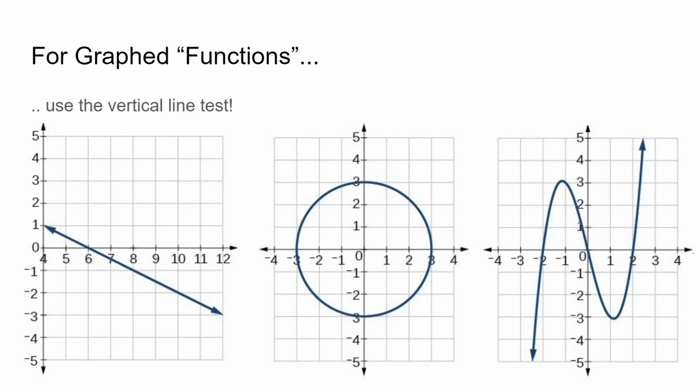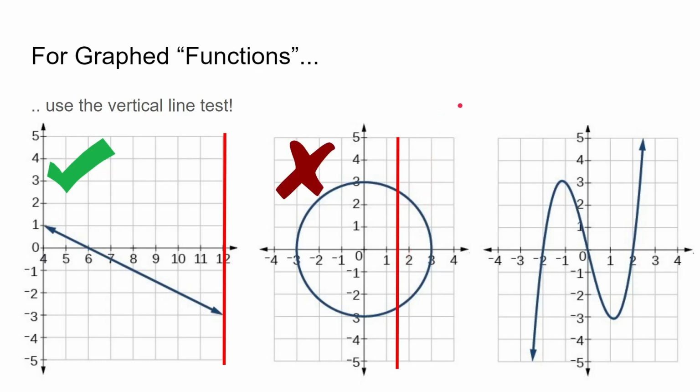So let's take a look at the first example. As you can see, when the line was running through the graph, there's only one point touching this line at all times. So this means it is a function. Let's take a look at the next one. As you can see, for any point past -3, there were always 2 points on this circle touching the vertical line, which means this is not a function.